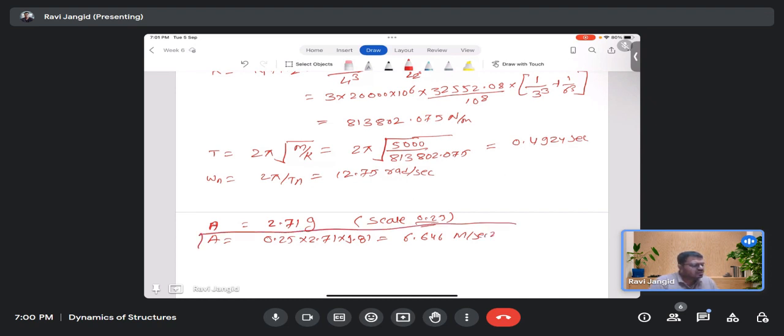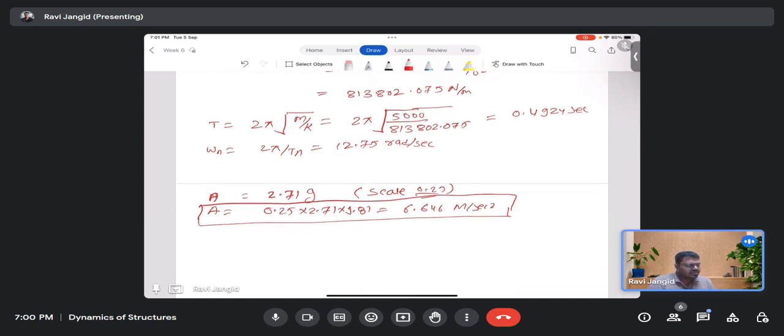So now you have A. Can you calculate the displacement? Peak displacement. Peak displacement is given by A by omega n square. So can you calculate that? Anyone?